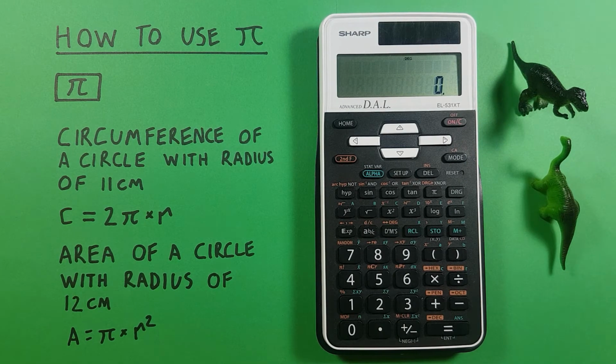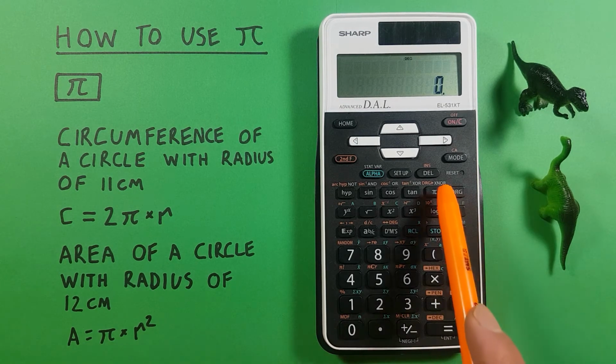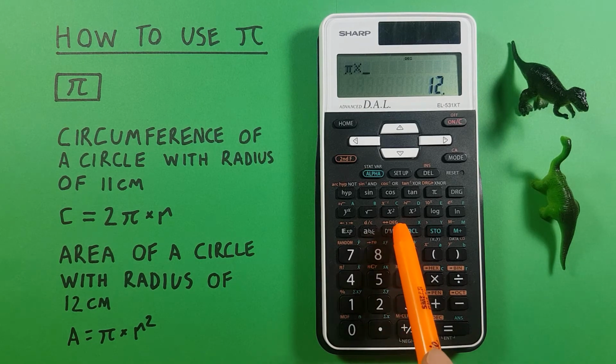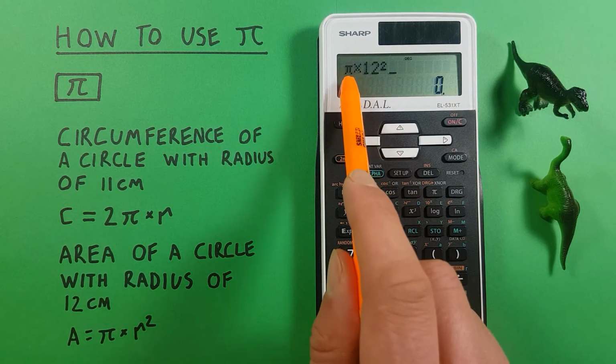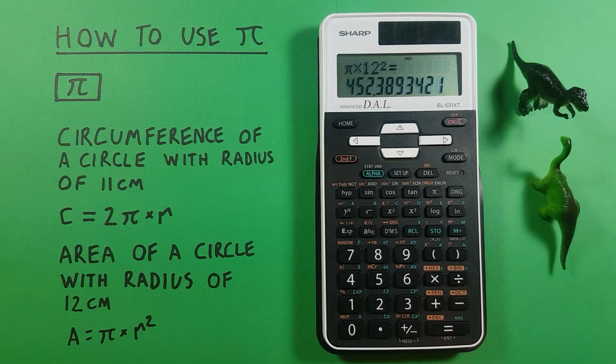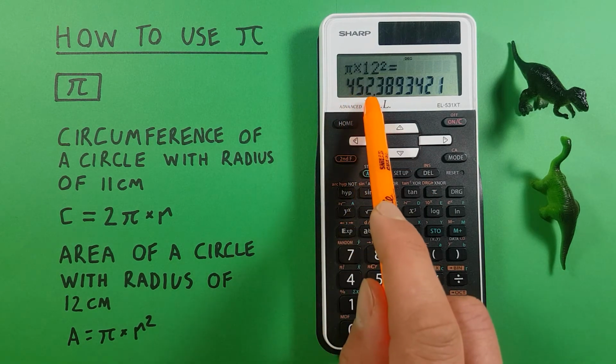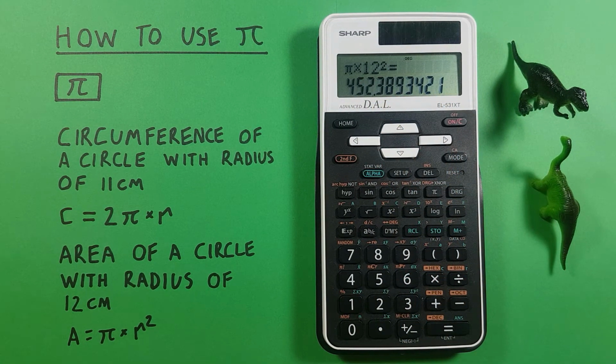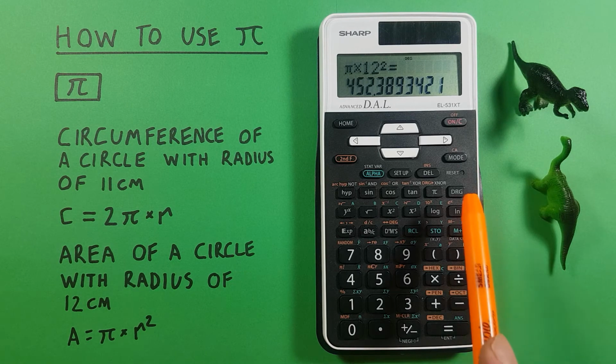Another example, we can use it to solve for the area of a circle with a known radius of 12 centimeters with this formula here. Area equals pi times r squared. Again, we use the pi key times our radius, which was 12, and then squaring that with the x squared key. There we go. Pi times r squared equals, and we see this gives us 452.3899, etc.